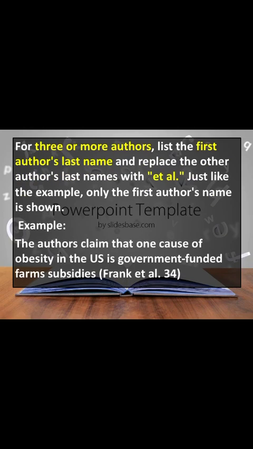Examine this example. The authors claim that one cause of obesity in the US is government-funded farm subsidies. (Frank et al. 34). See, inside the parentheses is the source used, and of course there's a period missing here. It must be outside the parentheses. Okay, so this is how to cite a source with three or even more authors.